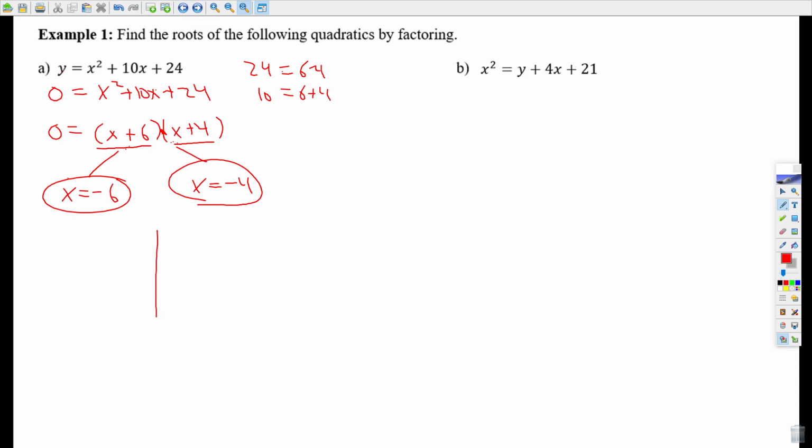Right? So if I just drew a quick graph, this would be like -4 on the x-axis. This would be like -6. For instance, it would go through both of those points like this.